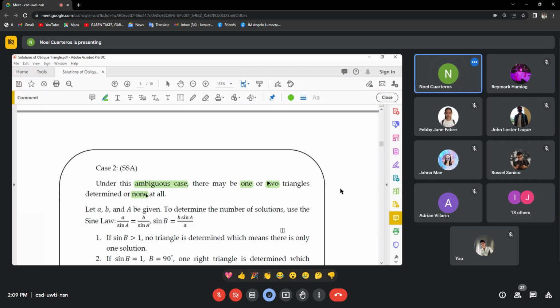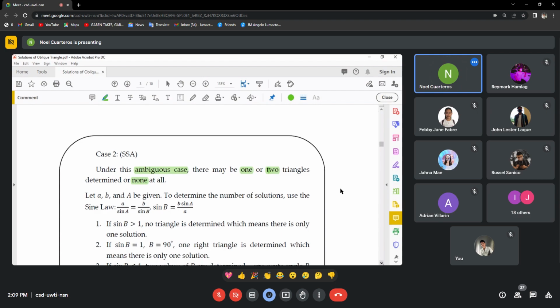So, to understand this one deeply, let us satisfy the conditions. This one is no solution, class. There is no solution. Okay, there is no solution.